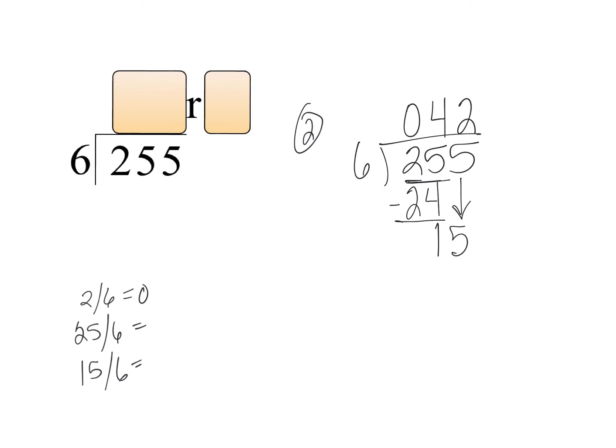Next step in our song is to multiply. So 2 times 6 is 12. Good. Third step, subtract. 15 minus 12 is 3. Fourth step, bring it down. So that means we're done. And 42, remainder 3. Getting easier on day 2.